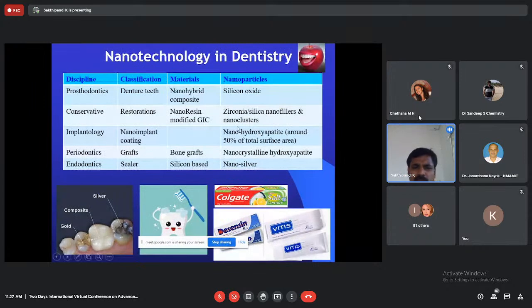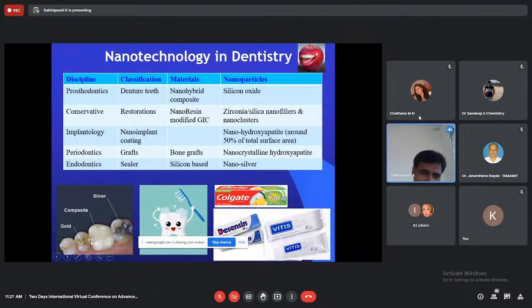Nowadays, so many companies are using nano products for teeth whitening. If you compare with your traditional lemon, salt and everything, it gives a good result, but everything depends only on the nanomaterial. It's either silicon oxide or zirconia or nano HAP or nano silver. Depending upon the content used, it will give the color.